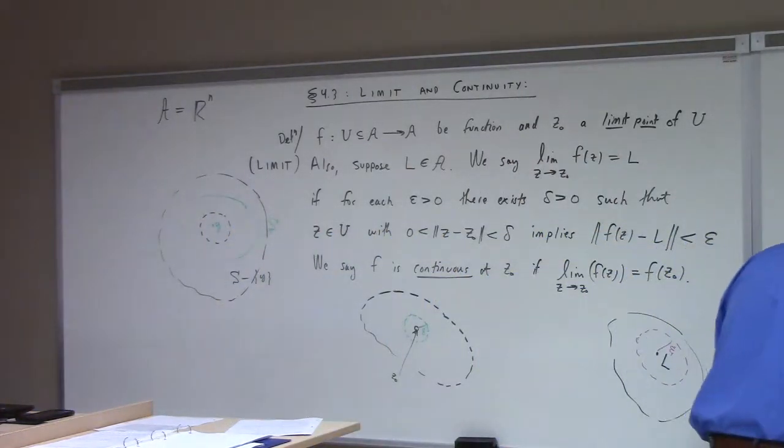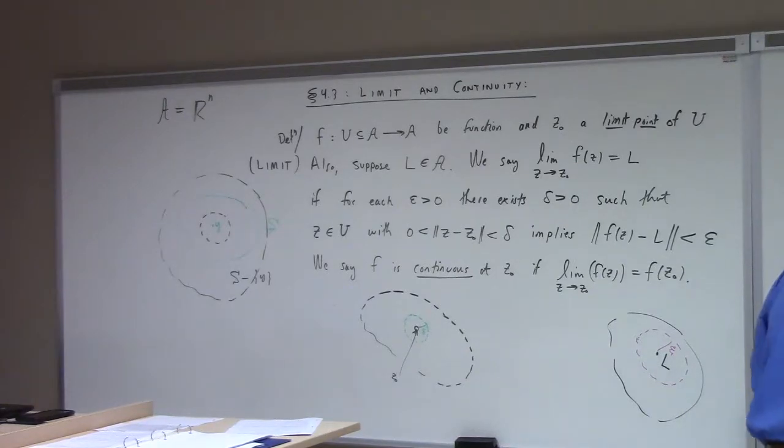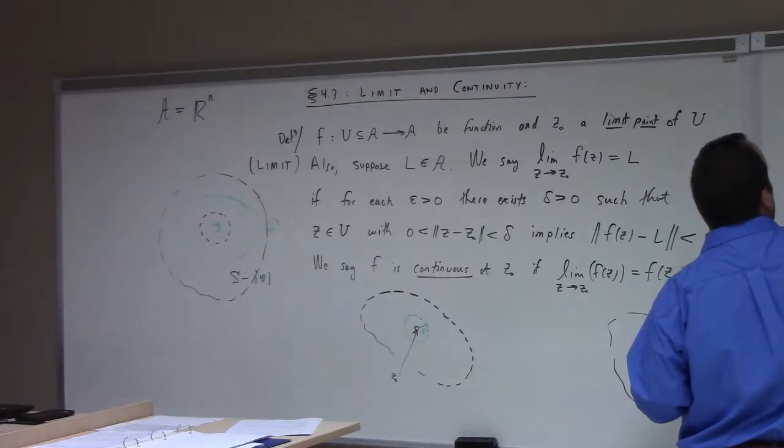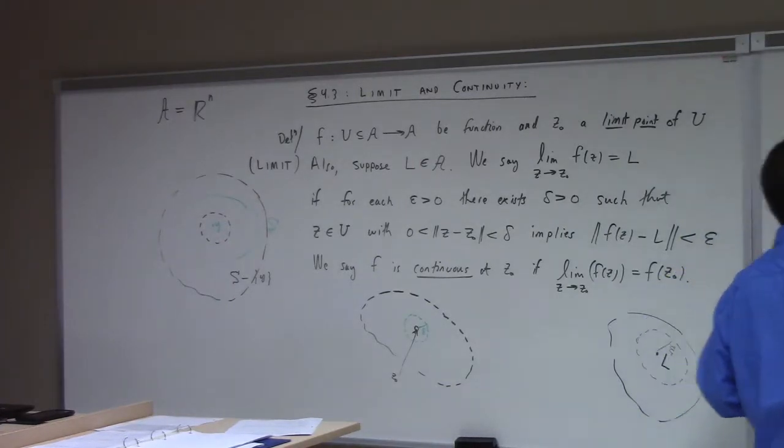This is, of course, just the definition from Calculus 1, the epsilon-delta definition for the limit, except what? We've replaced the absolute value of a number with the norm in the algebra, right? But otherwise, it's the same definition. And there are properties, which I'll write over here.